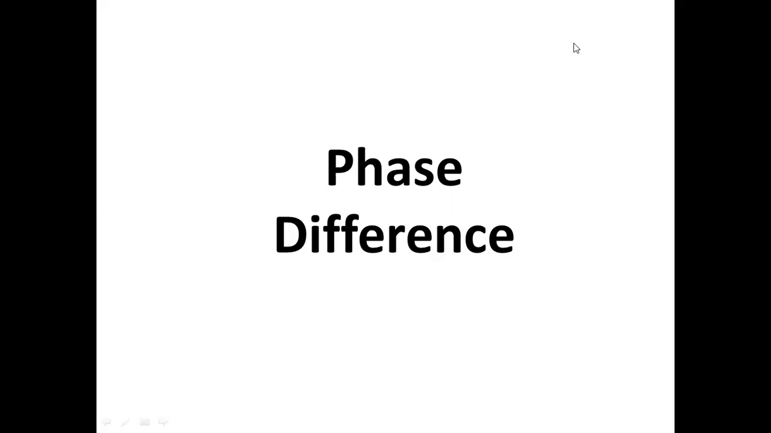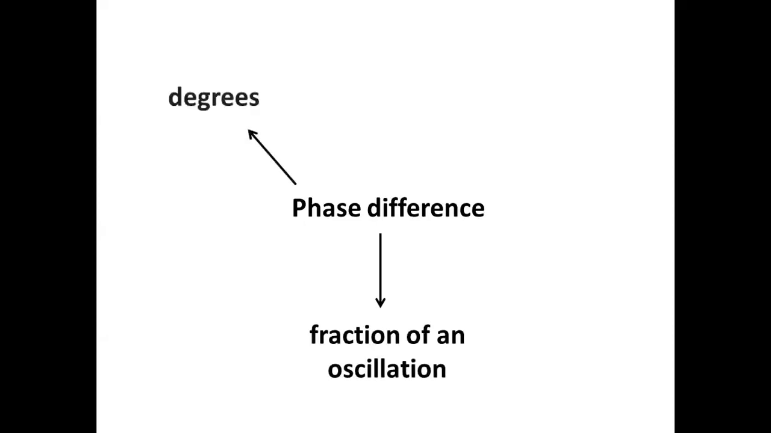Today we will be discussing phase difference. The phase difference between two waves tells us how much one of the waves is leading or lagging behind as compared to the other. It's like the relative position of one wave with respect to the other. The phase difference can be expressed in terms of the fraction of an oscillation, in degrees, or in radians.